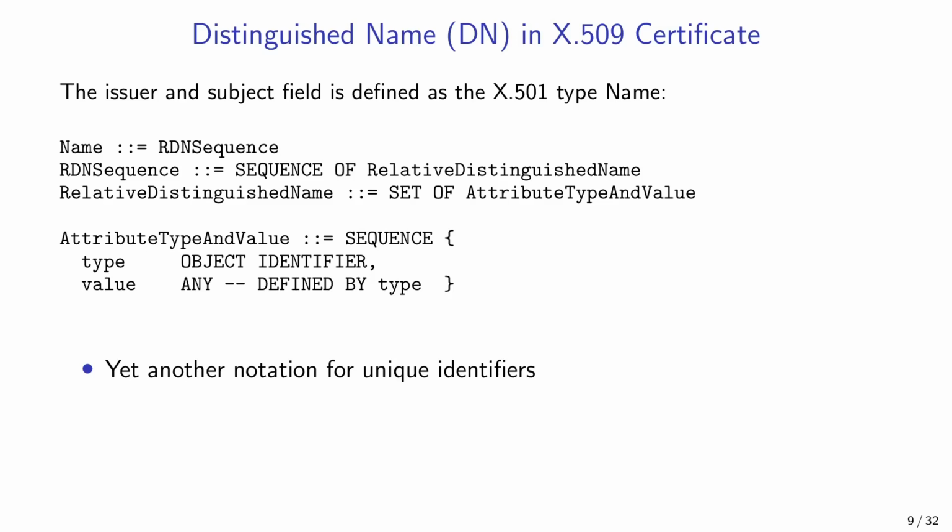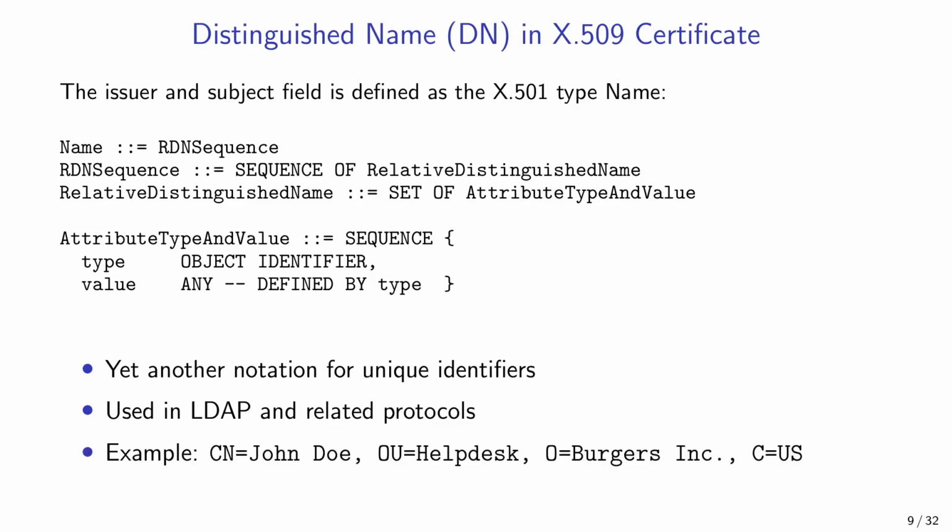Essentially, it is yet another notation for unique identifiers. We have object identifiers, which identify by position in the object identifier tree, and now we have distinguished name, which identifies by these type value pairs. These type of identifiers you also encounter in LDAP and related protocols.